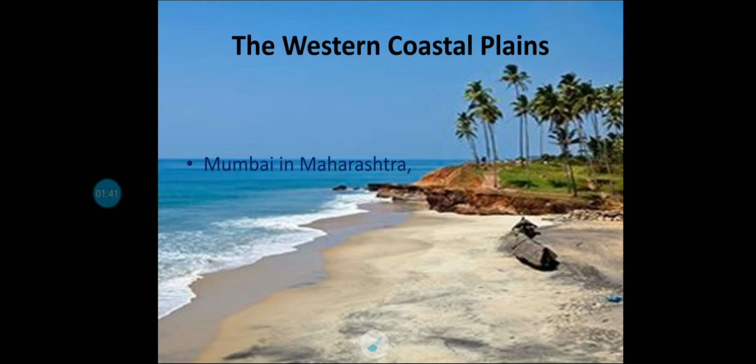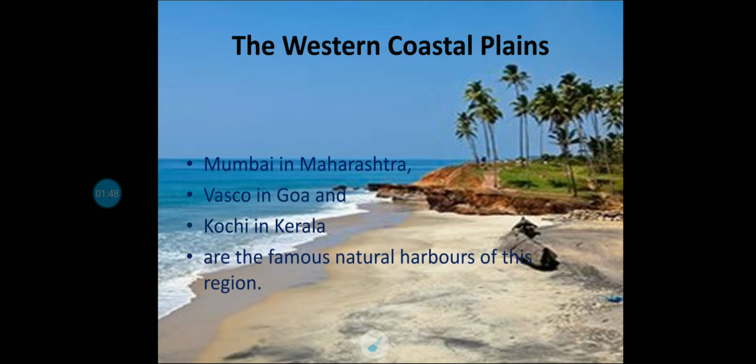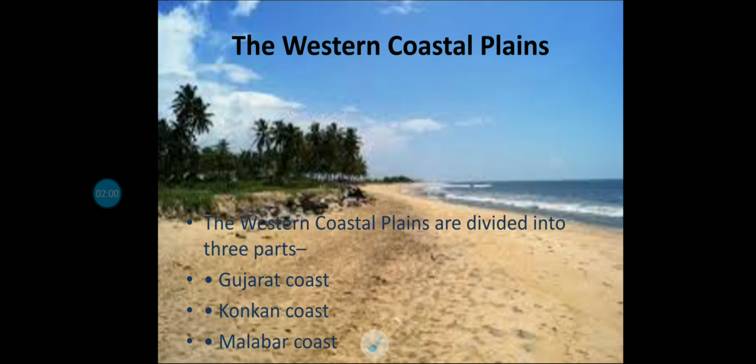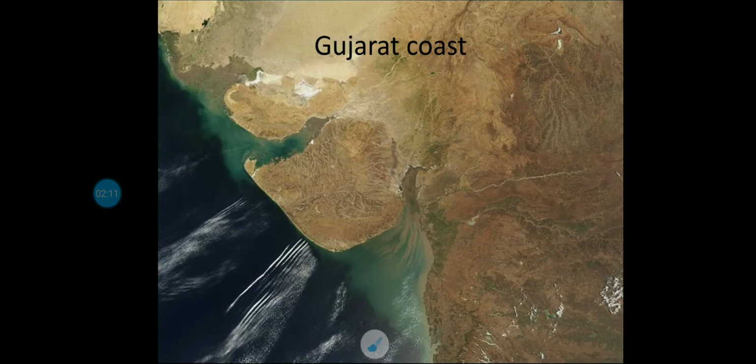Mumbai in Maharashtra, Vasco in Goa, and Kochi in Kerala are the famous natural harbors of this region. There are many ports along the western coast. The western coastal plains are divided into three parts: Gujarat Coast, Konkan Coast, and Malabar Coast.